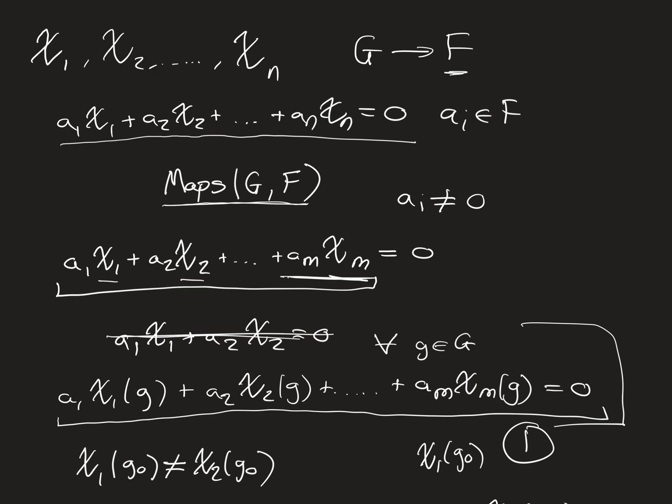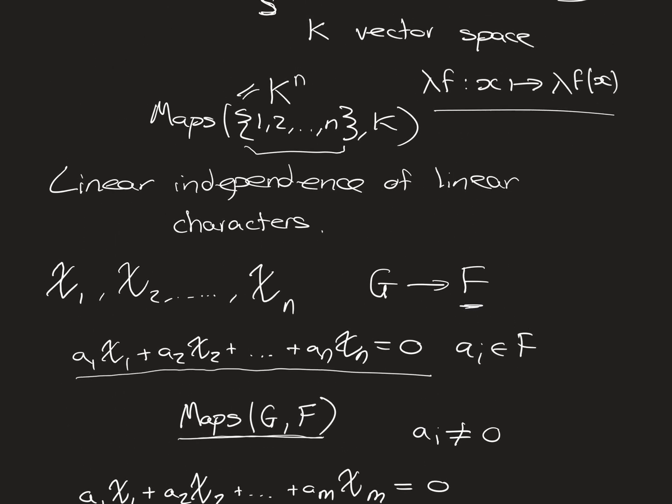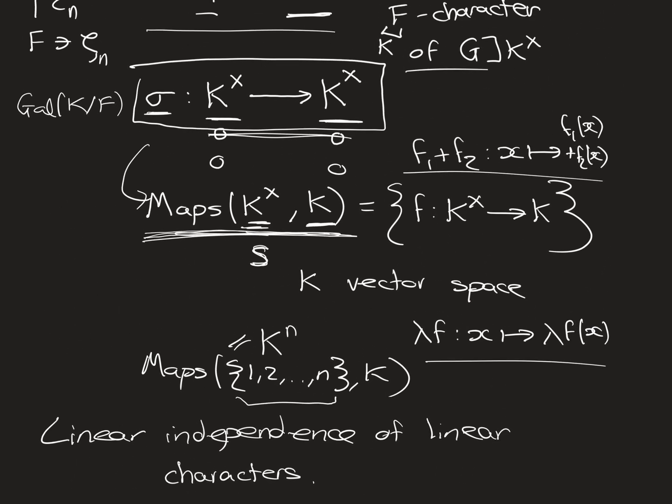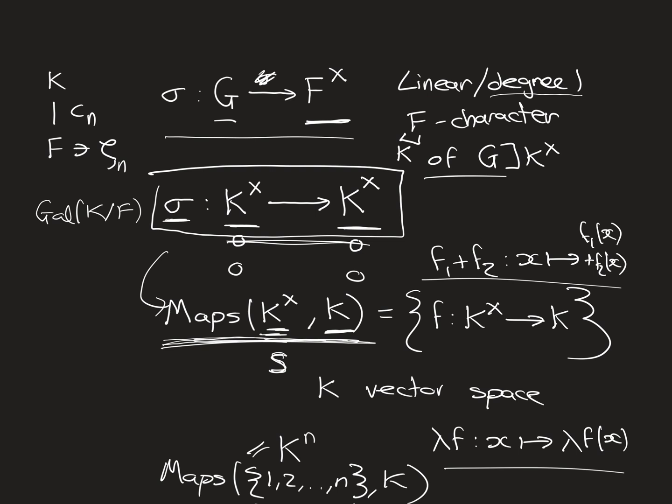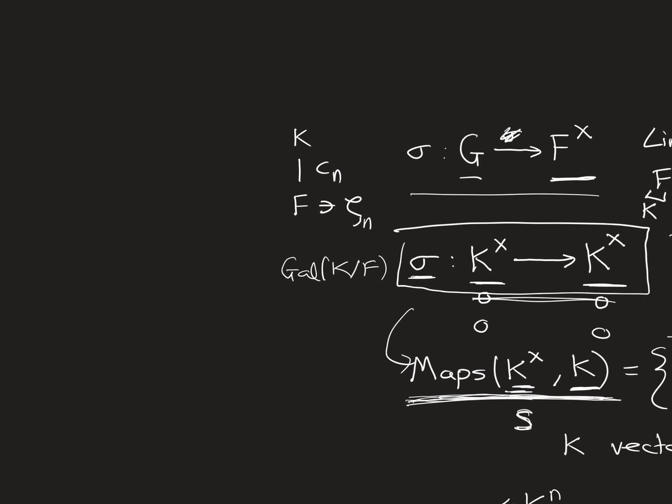So this is a contradiction, so this can't happen. So we therefore have that there are no non-trivial linear combinations of the characters which give the zero map. So now we're going to use that. This then tells us that all of the elements of the Galois group, all of these field automorphisms, are linearly independent in this set of maps from K cross to K. So that means that I can take a K-linear combination of them and I know that it will not equal the zero map. So that's exactly what I'm going to now do.